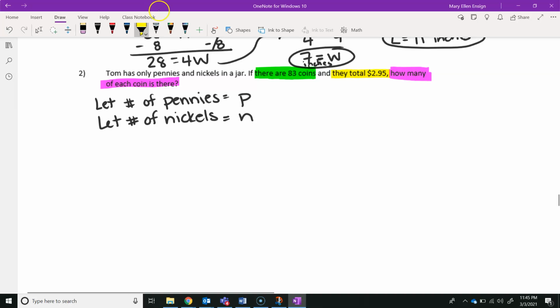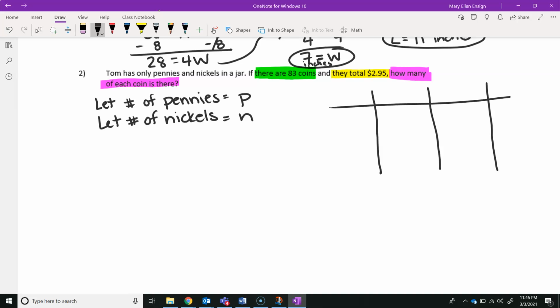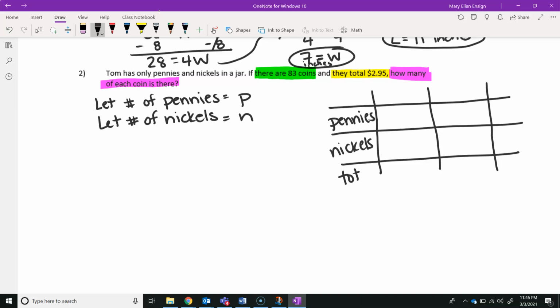If it helps you, remember there's also the chart method. So you can also fill out our little chart, and that may help you write these equations too. It's totally not required, but some people like it. So this first column is going to be just pennies, nickels, and total. Okay, and then my columns are the number of each, the value of each, and the total value. Okay, so we already know the number of each.